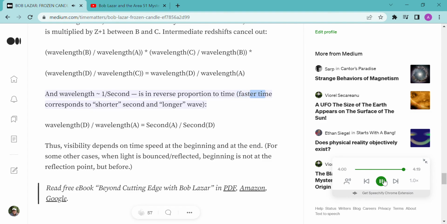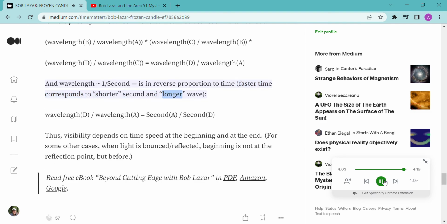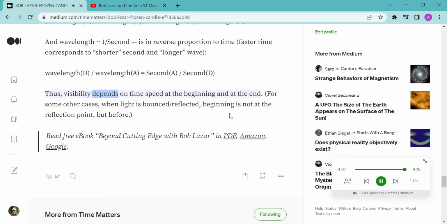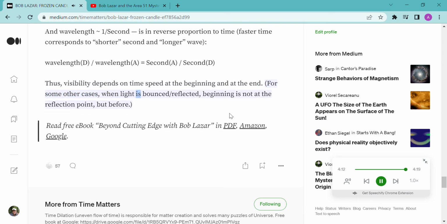Faster time corresponds to a shorter second and a longer wave. Wavelength D over wavelength A equals second A over second D. Thus, visibility depends on time speed at the beginning and at the end. For some other cases, when light is bounced or reflected, the beginning is not at the reflection point, but before.